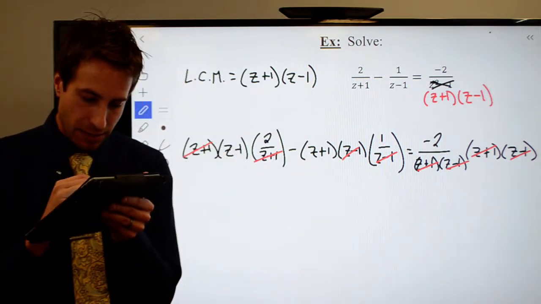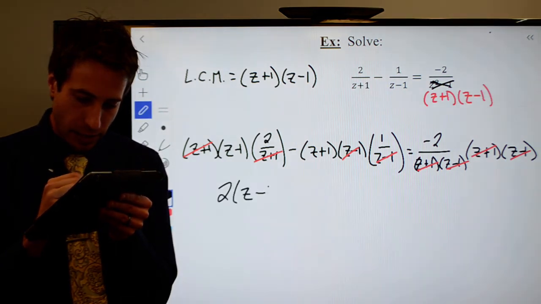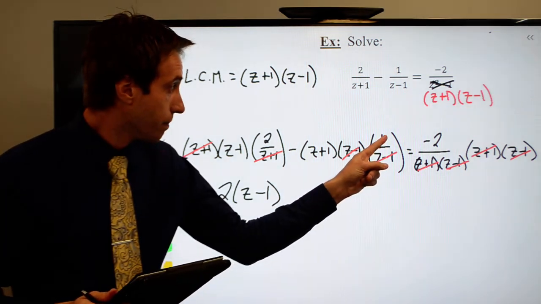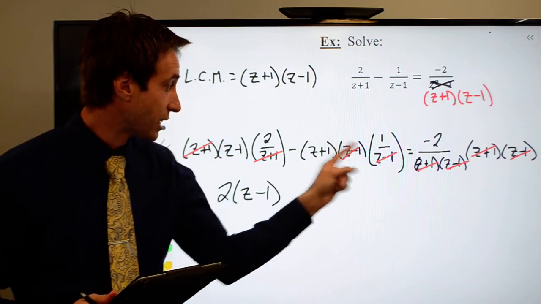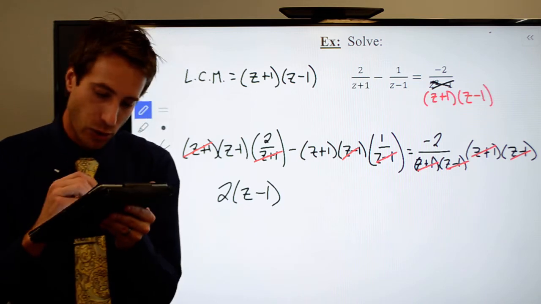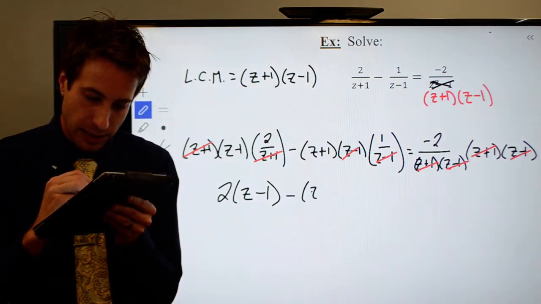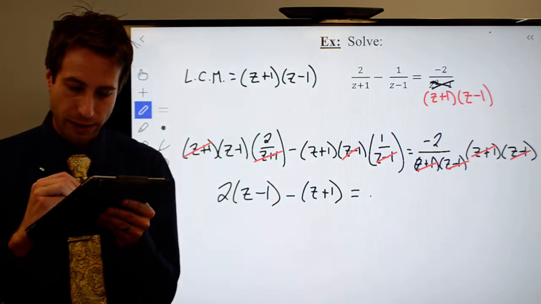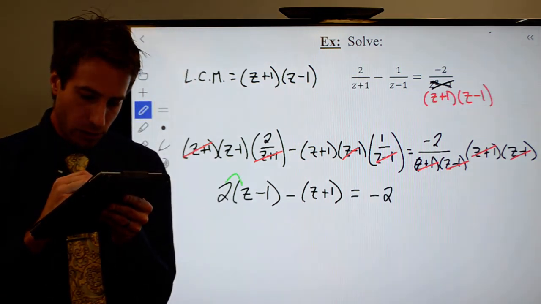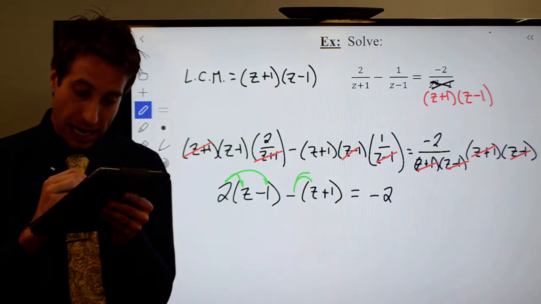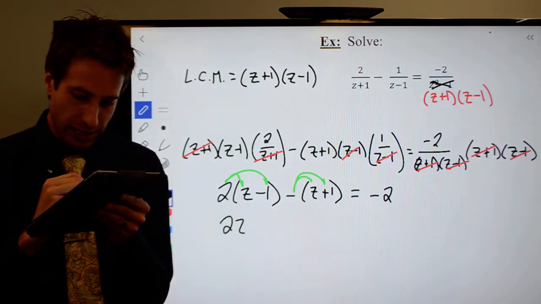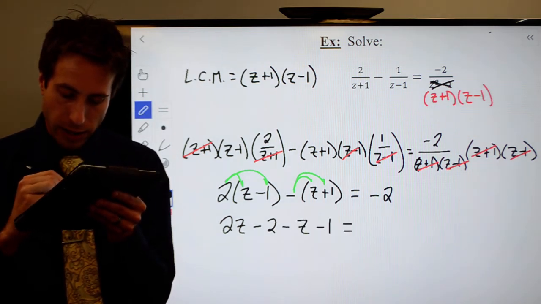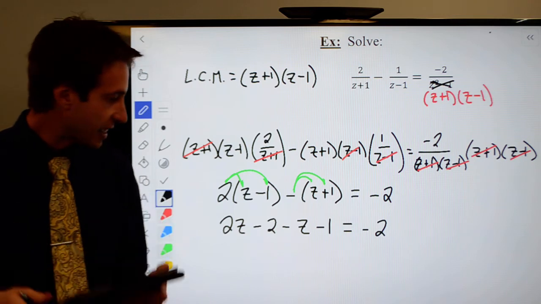Okay, so here's what I'm left with. 2 times z minus 1. And then I'm left here with a 1. So it would be, right, because it's a minus sign, a negative 1 times z plus 1. So I'm left with a minus z plus 1. And then over here on this other side, I just have a negative 2. All right, distribute the minus sign as well, and I wind up with 2z minus 2 minus z minus 1 is equal to negative 2.